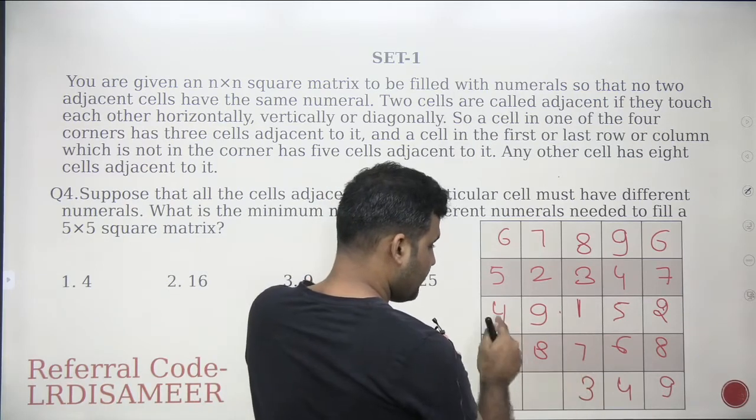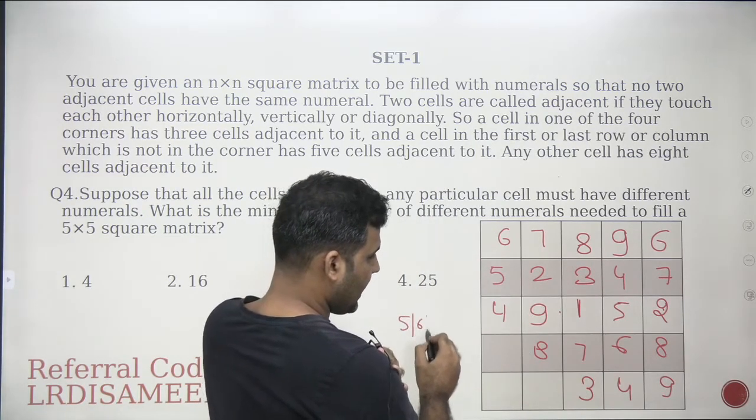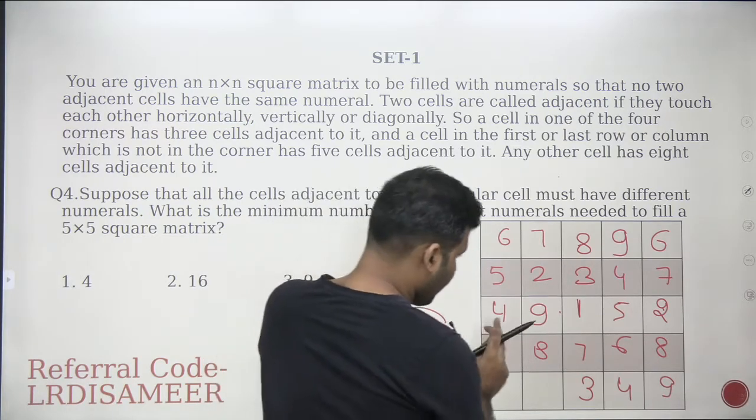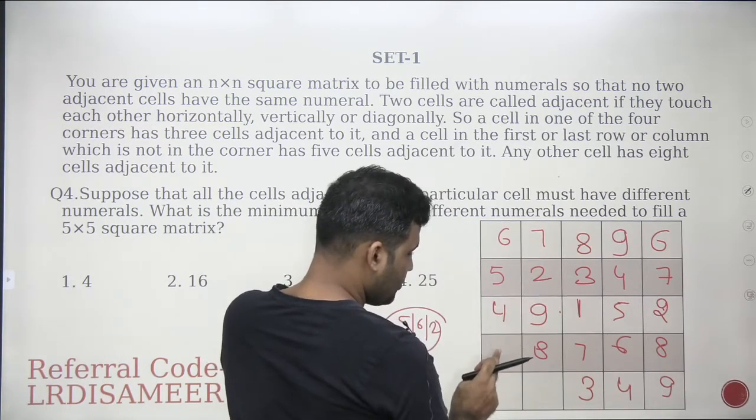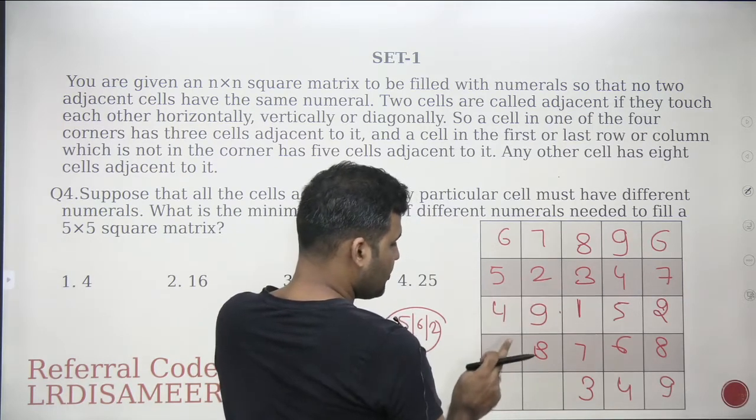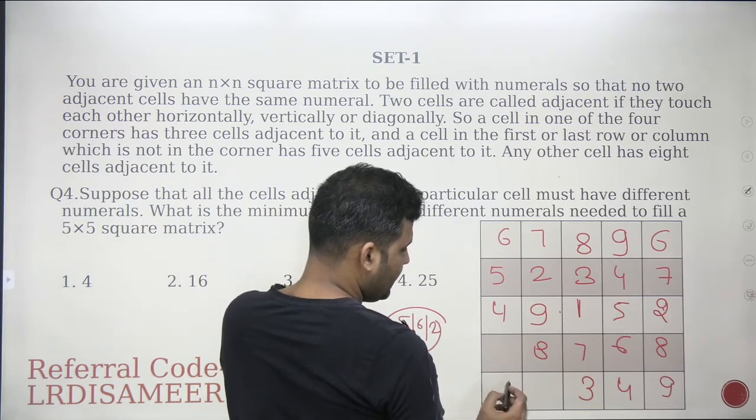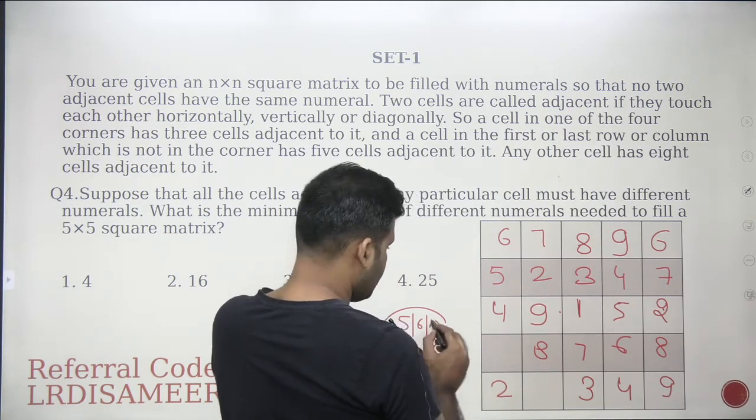1, 3, 7, 4, 9 has been used. I'm left with 5, 6 and 2 to be used. Okay, 4 is having 2 adjacent, so 2 cannot be used here, right? 4 के adjacent में already यहाँ पे 2 है, तो आप 2 को यहाँ नहीं use कर सकते. Okay, 2 को यहाँ पे use कर सकते हैं. Yes, we can use 2 here, right? No problem, right? And 2 has been used.